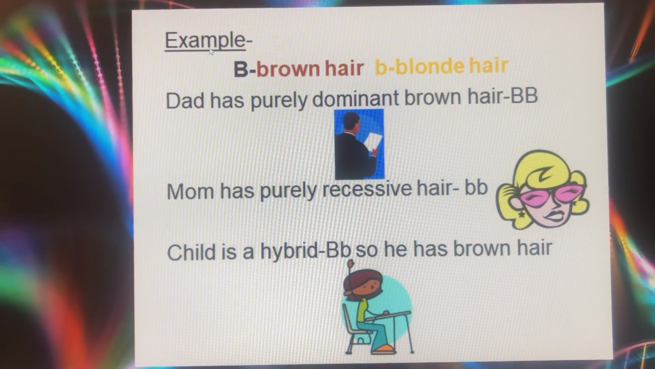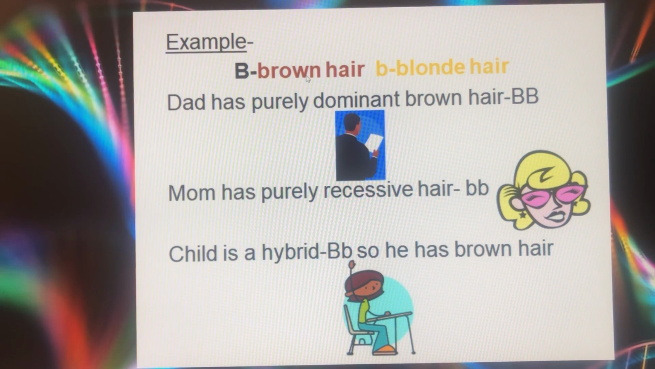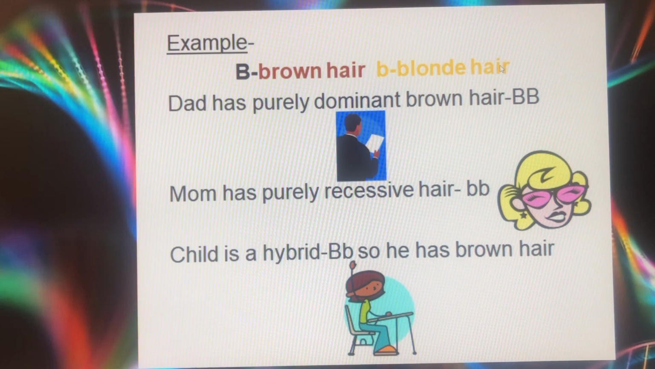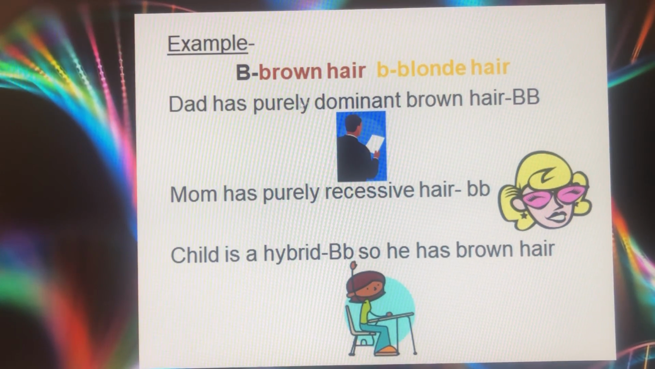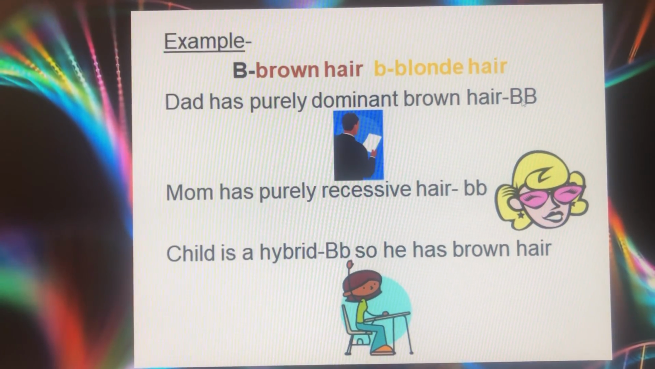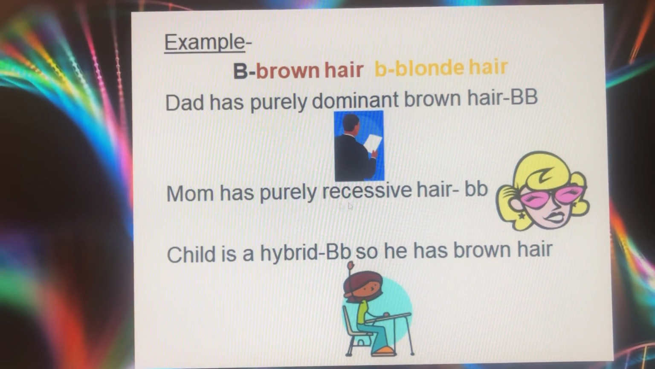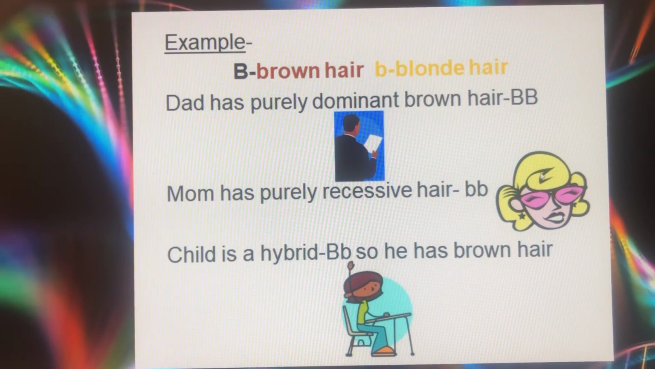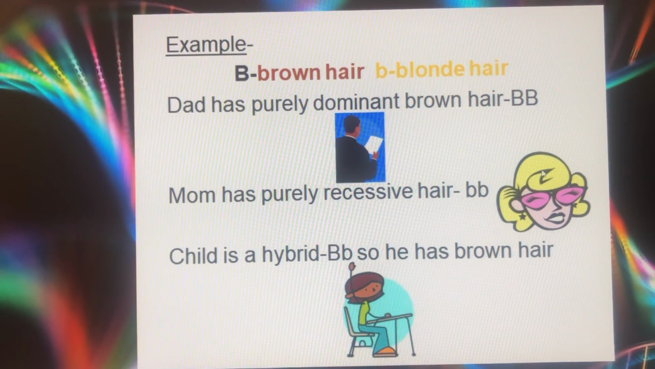Okay, here's another example, big uppercase B, brown hair, because that is the dominant trait. Brown hair is dominant, but blonde hair is recessive, so it would take a lowercase b. So dad has purely dominant brown hair. So from his parents, he received two dominant traits, right? Two dominant genes. So he's uppercase B, okay? Capital B. But mom has purely recessive hair, so she'll be lowercase b. Remember, for blonde hair to show up and be seen, it has to be purely recessive. So it's always going to be two lowercase.